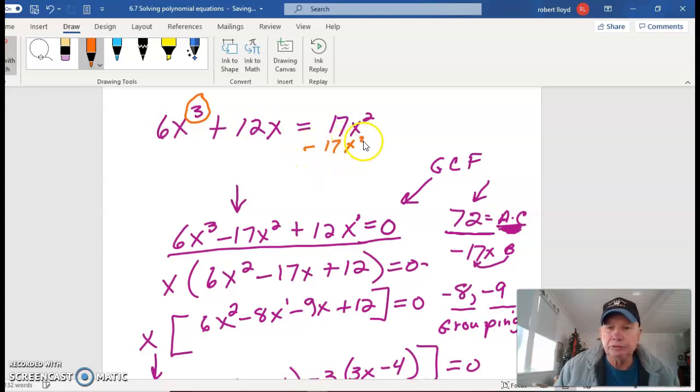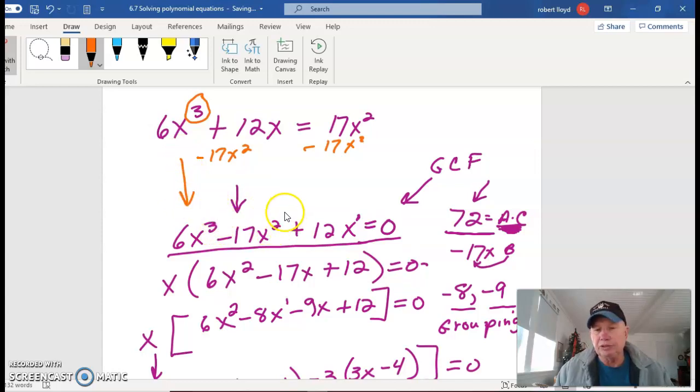So here we have to get the 17x squared on the left side. So when we do that, we'll have the 6x cubed. Make sure you have them in descending order. So this negative 17x squared has got to go next because we're going 3, 2, 1. So now we have all the terms on the left side and 0 on the right.